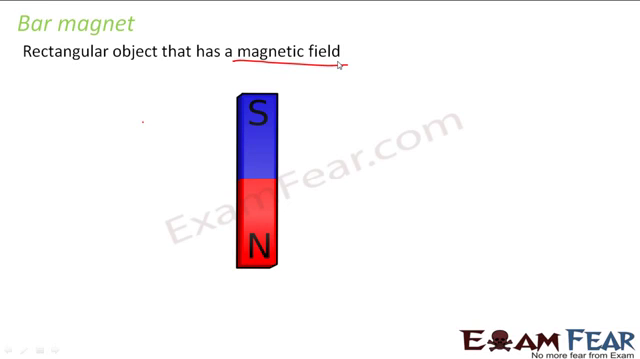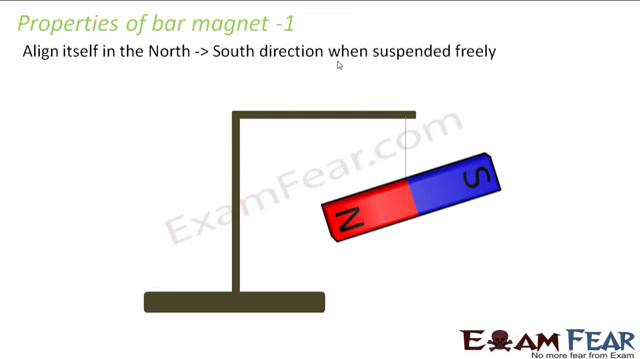So a bar magnet was nothing but a rectangular object that has a magnetic field, and it had two poles. One is a north pole and the other one is a south pole. Now we will see some of the properties related to a bar magnet.